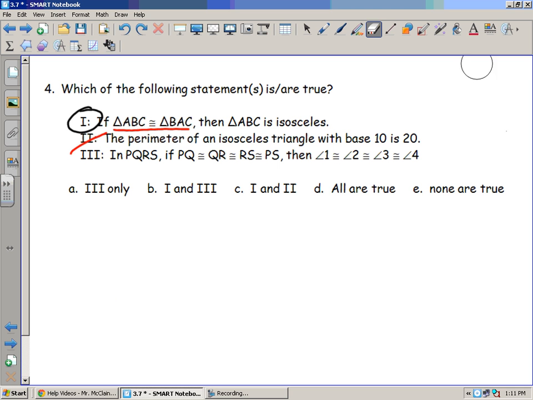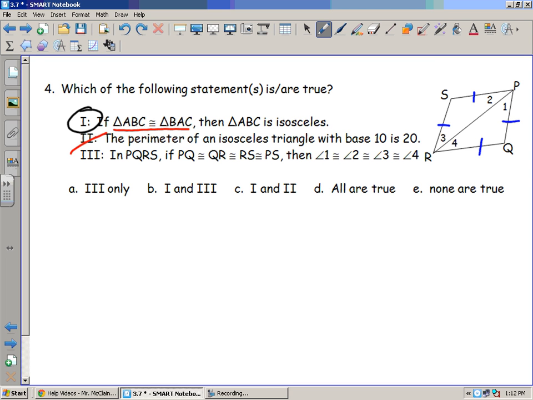Now let's come back to this picture here. It says in PQRS, if PQ is congruent to QR, and RS is congruent to PS, then angles 1, 2, 3, and 4 are all congruent. Well, let's think about that for a second. Let's break that down. All of these sides are congruent. So then angles 1, 2, 3, and 4 are all congruent.